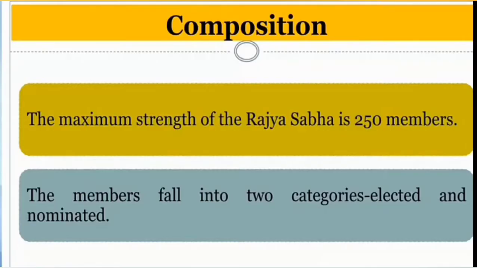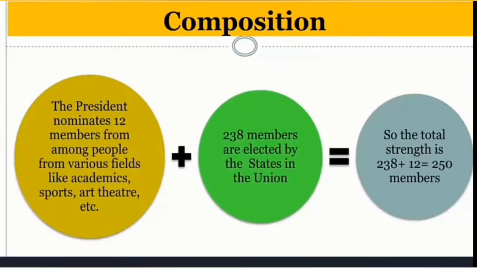Then we have the composition. The Rajya Sabha consists of not more than 250 members. The members fall into two categories: nominated and elected. The nominated members are 12 in number, and they are nominated by the president from among those having special knowledge in literature, science, art, and social service. This principle of nomination enabled distinguished persons to have a place in the upper chamber. So the composition: 12 from various fields such as academics, sports, art. The president nominates them, and 238 members are elected by the states and the union. So 12 plus 238 is equal to 250 members in all.